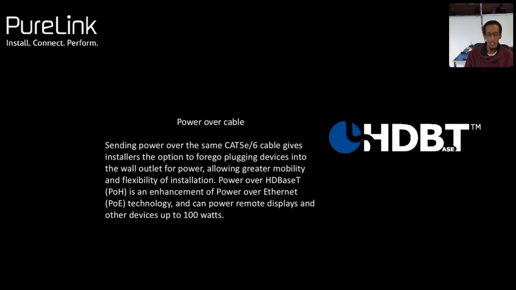But if you, for example, take a transmitter which is running on POH and you're connecting it to a matrix which is supporting PoE, you cannot power the transmitter, but you can damage the switcher, because on POH you're transmitting the power to the matrix, and the matrix cannot handle POH, just for an example.